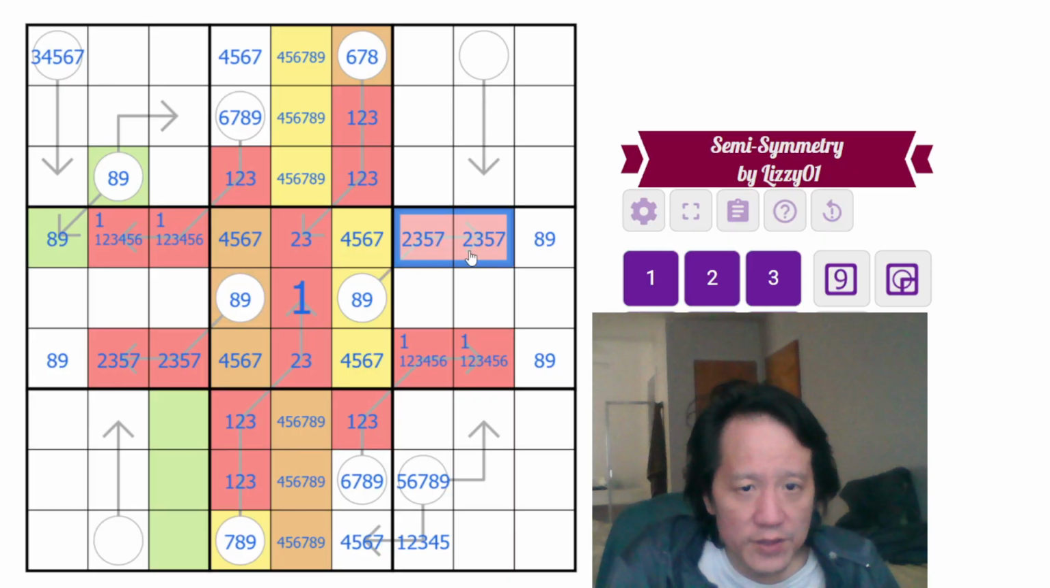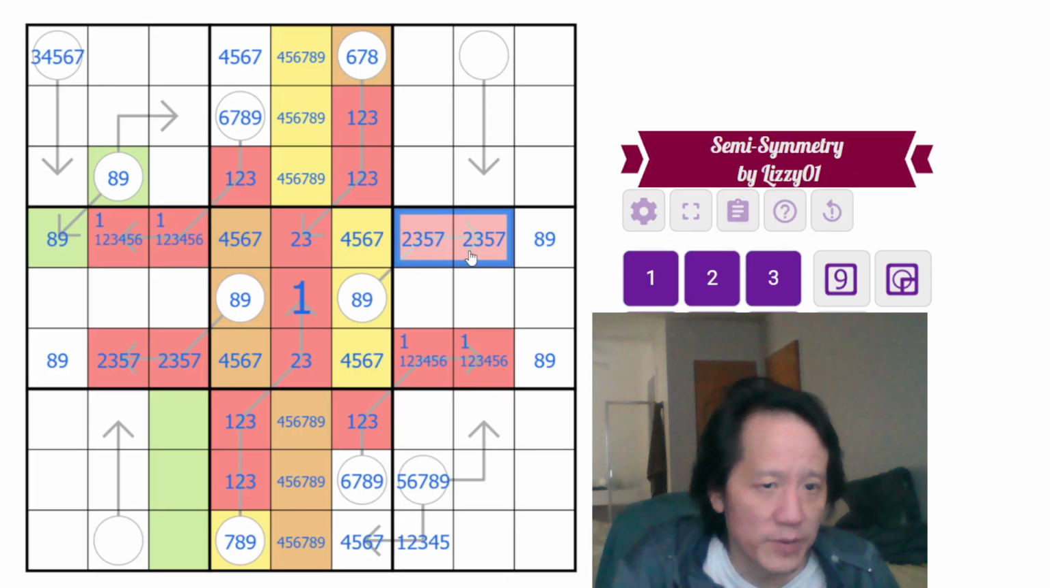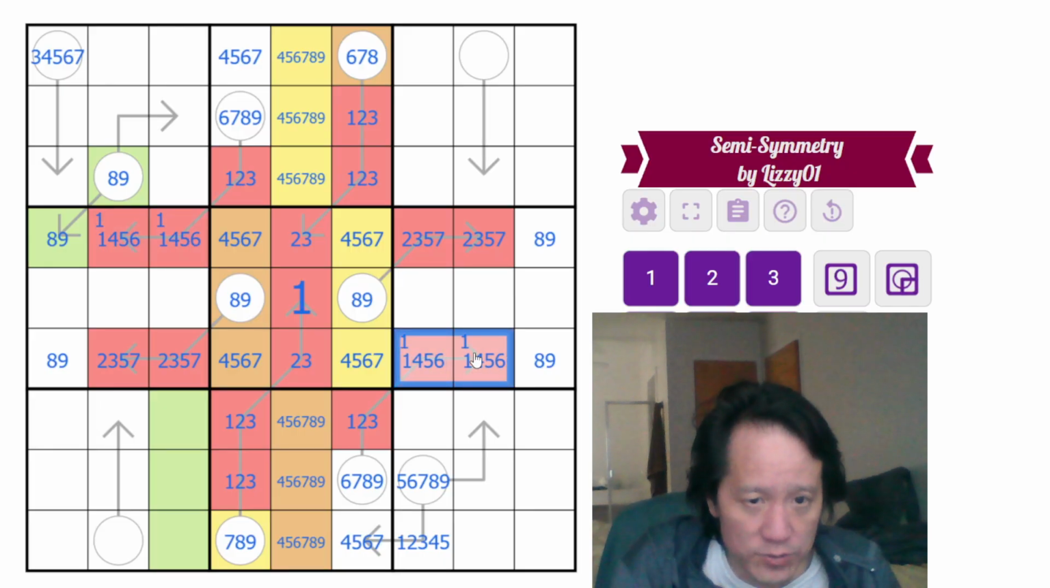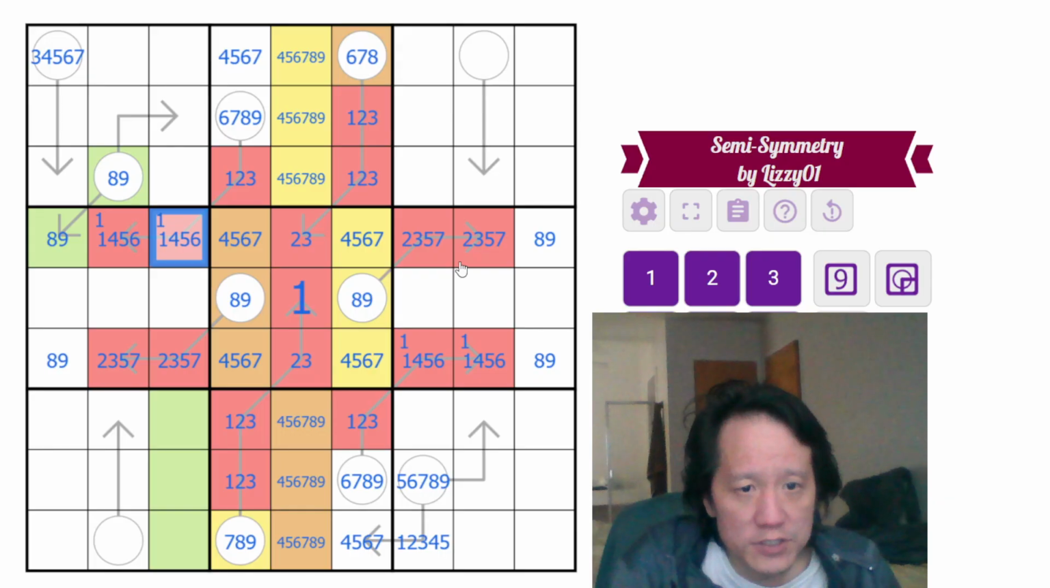So either way, this has to be one of 2 or 3, which means this cannot contain a 2 or 3. This cannot contain a 2 or 3. So we know the 1 is here. We know the 1 is here. One of them has to be 2, 7 and 3, 5. So this can never have... So either this is 3, 5 or this is 3, 5, which means this cannot have 3, 5, and this cannot have 3, 5.